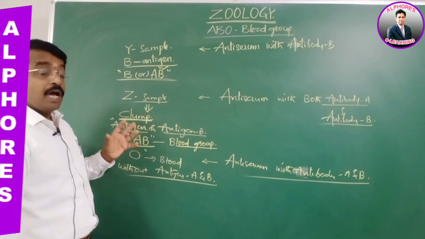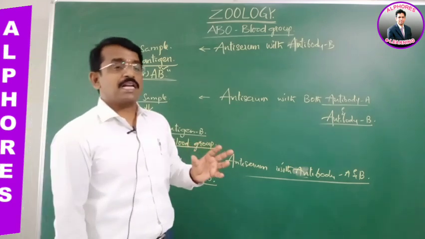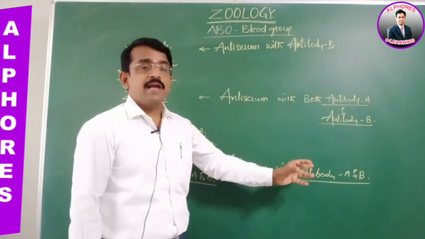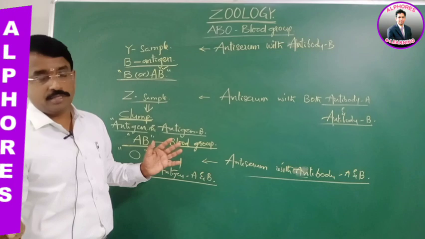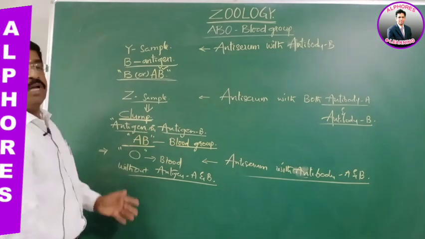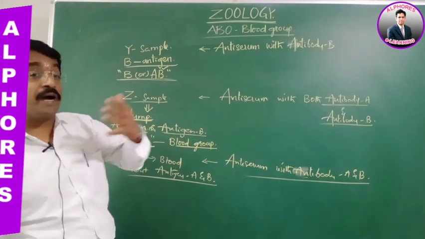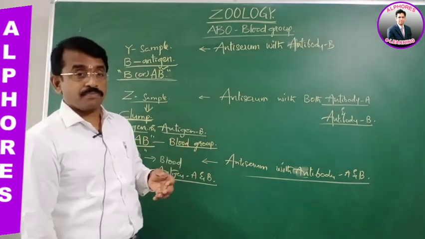And if a sample does not form a clump with both antibody A and antibody B, it does not have antigens at all. So what is the blood group without antigen? None other than O. This is how we can find out the ABO typing of the blood group.